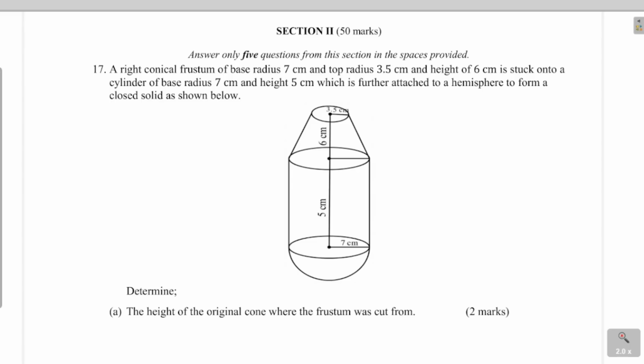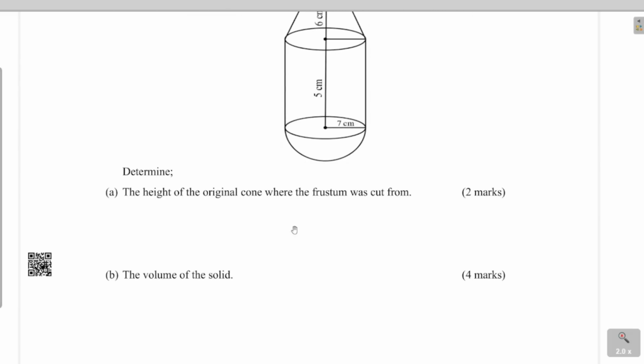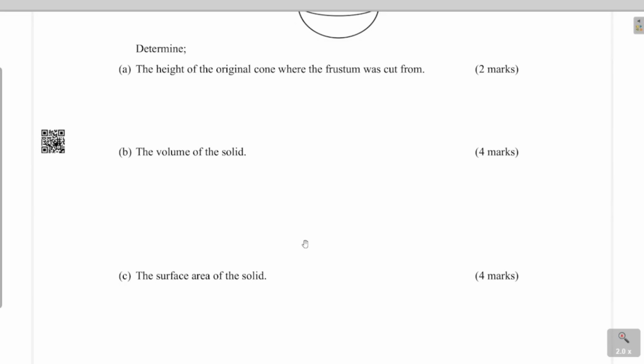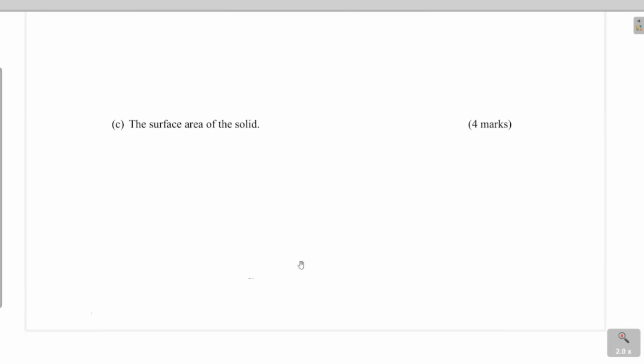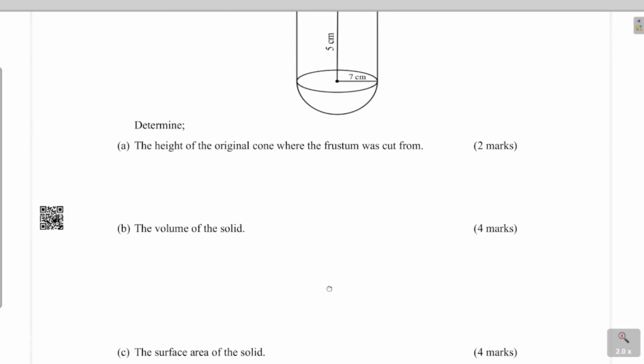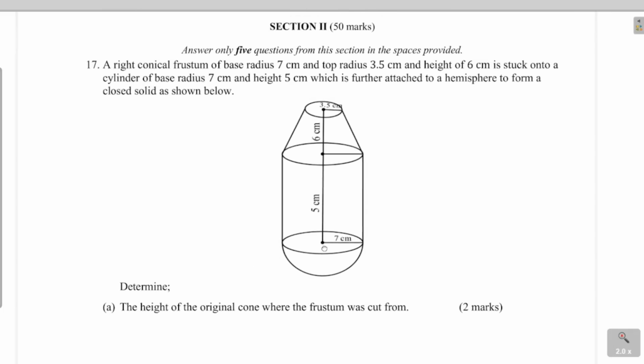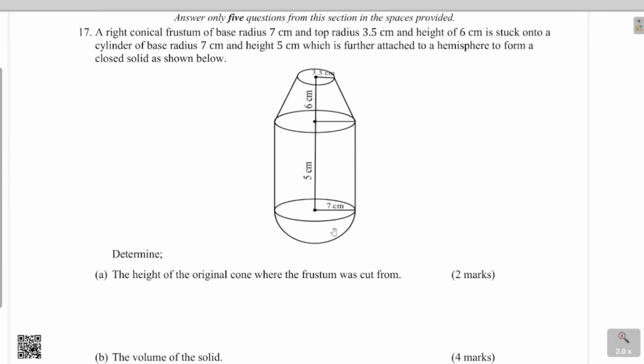Determine A, the height of the original cone where the frustum was cut from. That is the first one. Then the second part, part B, the volume of the solid. And then part C, the surface area of the solid. Those are the questions you're supposed to do. So you go to the first part: find the height of the original cone where the frustum was cut from.